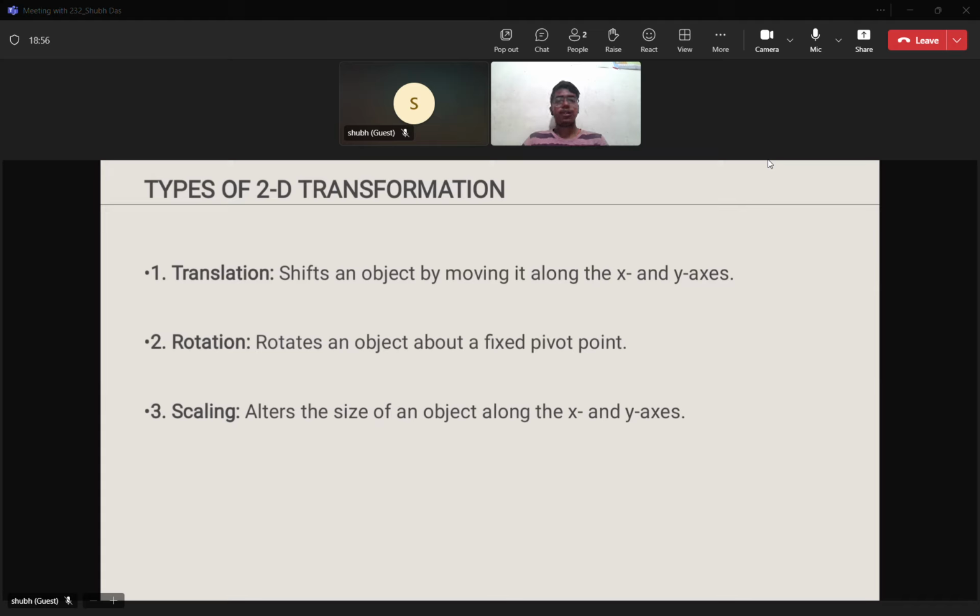So there are types of 2D transformation. Now let's dive into the main types of 2D transformation we will discuss today. The first one is translation. Translation is a type of 2D transformation that shifts an object by moving it along both the x-axis and y-axis. Then coming to the second, rotation, which rotates an object about a fixed pivot point. The third one is scaling, which alters the size of an object along both the x and y axes. We will talk deeply about all these types of transformation.